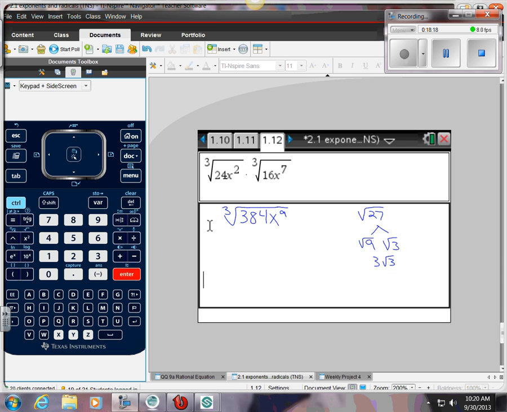Okay, so how did you guys break down 384? Yeah, cube root of 64, cube root of 6. 64 times 6 is 384. And then we have the cube root of x to the 9th, right? What's cube root of 64? 4. Gotta know your perfect cubes, guys. What's cube root of x to the 9th? X cubed. Why did I skip over the cube root of 6? Right. Can't do anything with it, so it just stays. So we have 4x cubed times the cube root of 6.